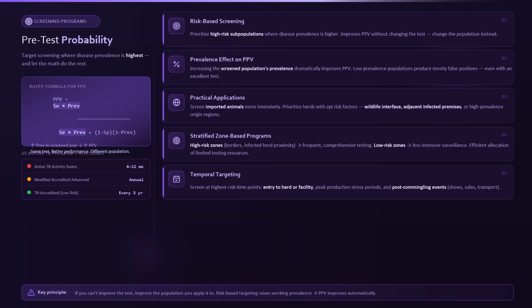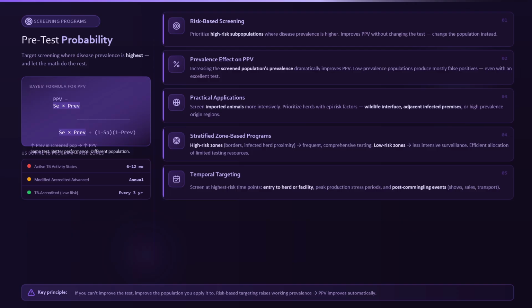And you can target in time, not just space. Screen at the highest risk moments, when an animal enters a new herd or facility, during peak production stress, and right after commingling events like shows, sales, and transport. Those are the windows when introduction and transmission are most likely. The principle to carry out of this slide: if you can't improve the test, improve the population you apply it to. Risk-based targeting raises your working prevalence, and PPV improves all by itself.